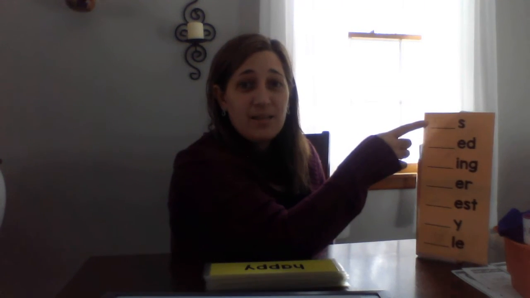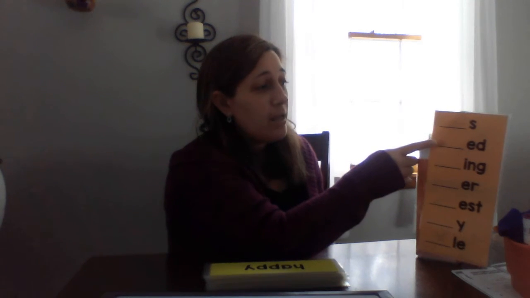S says s. ED makes 3 different sounds. And remember, this is one that we play around with. When we get to a word that has an ED ending, we play around with the 3 different sounds and see which one sounds right. One of the sounds that an ED can make is d. Another sound it can make is t. And another sound it can make is ed.